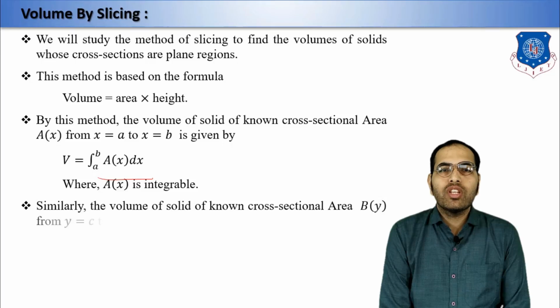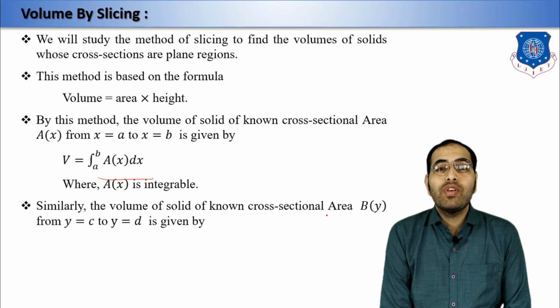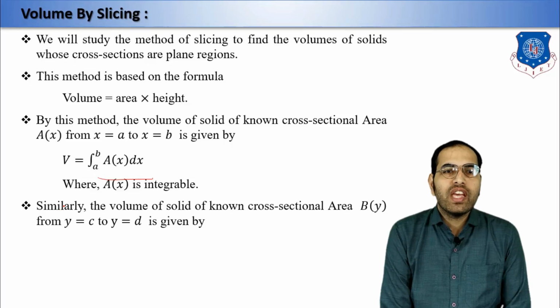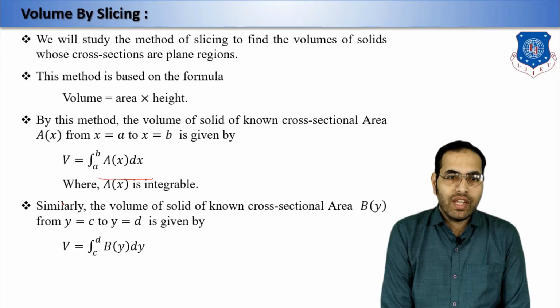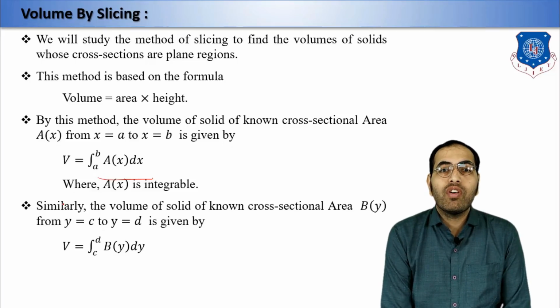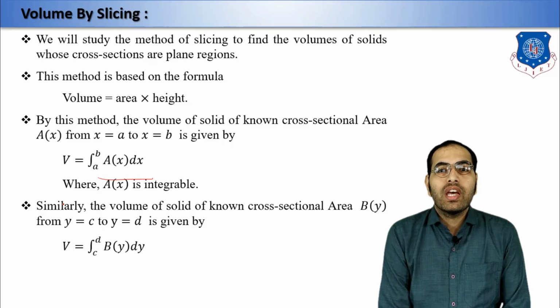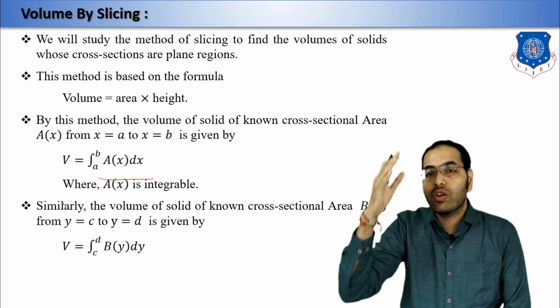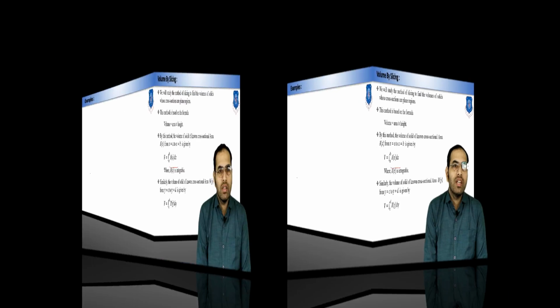Similarly, the volume of a solid of known cross-sectional area B of y, from y equal to c to d, is given by capital V equal to the integral from c to d of B of y dy. Here, firstly, our function is in the form of x, and second, our function is in the form of y, meaning cross section about the x axis and cross section about the y axis.